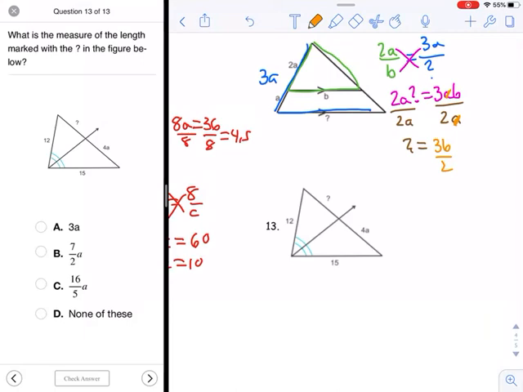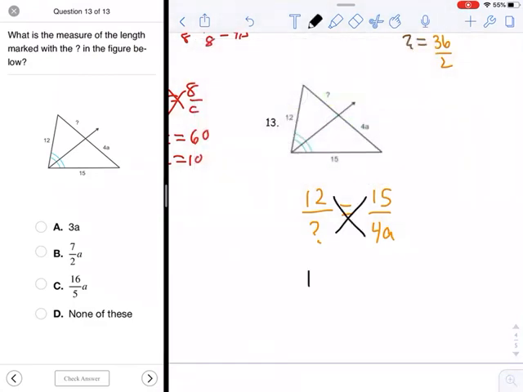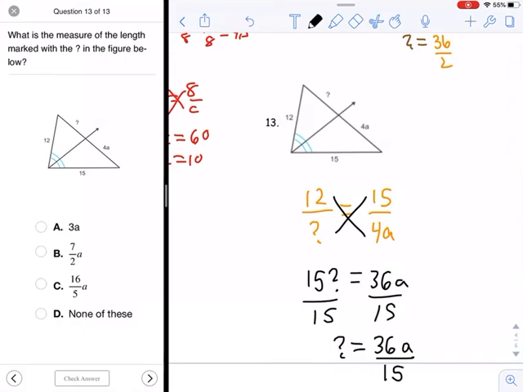All right, and then last one, same thing, just a little different. We're going to have 12 over question mark equals 15 over 4A. We gotta solve for question mark. So we're going to cross multiply. I'm going to get 15 times question mark equals 36 over A. Divide both sides by 15. Question mark equals 36A over 15. And then I can pull out a 3 from both of them, so it's 12A over 5.